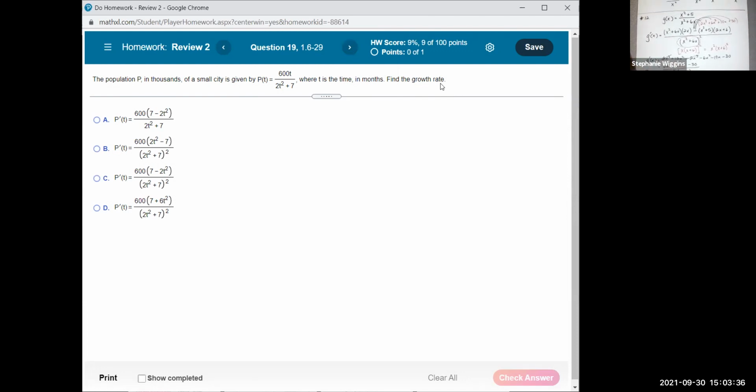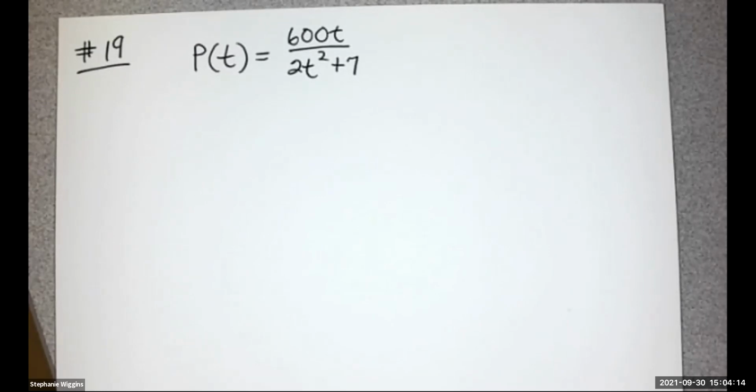Okay, so here we have a function, p of t. This is number 19. And we have p of t is 600t over 2t squared plus 7. t is the time in months, and we're looking for the growth rate. That just means find the derivative of this function. So when it's written as a quotient, we're going to use the quotient rule.